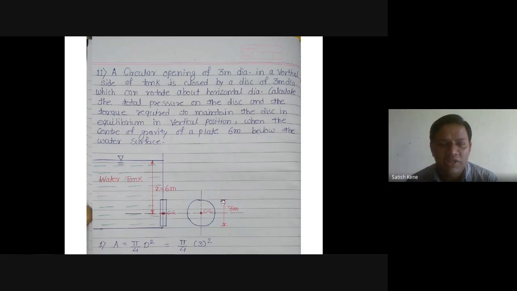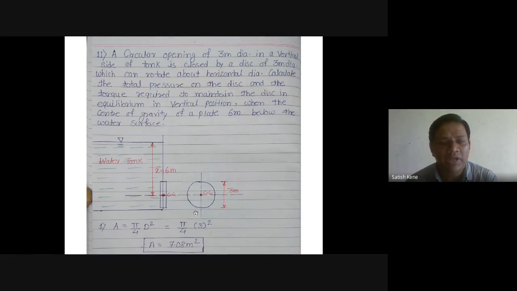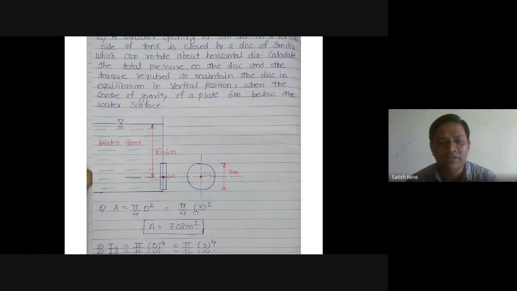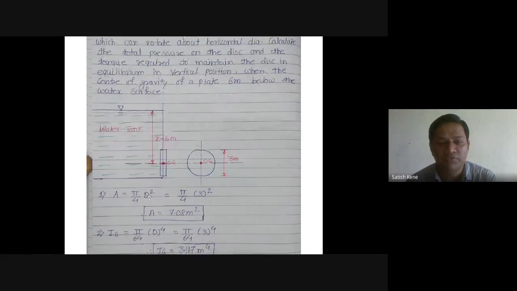Initially we have to calculate the area of the plate. This is the very first step, area. It is a circular disc, that's why area is pi by 4 d square. What is the diameter of the plate? That is mentioned here, 3 meter. So pi by 4 times 3 square. This is the area of the plate. Area is equal to 7.08 meter square.